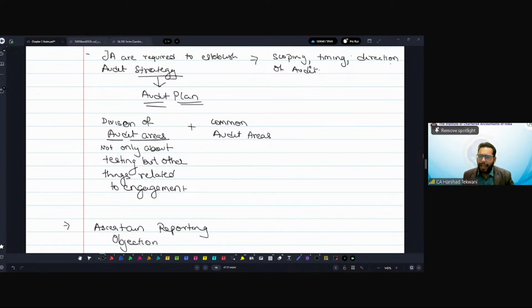That comes under the scope of audit only, like the audit plan, like who will test what. Even if there is a bifurcation in the geographical area-wise procedure, that is fine, that will be covered under the audit plan. So division of audit areas.